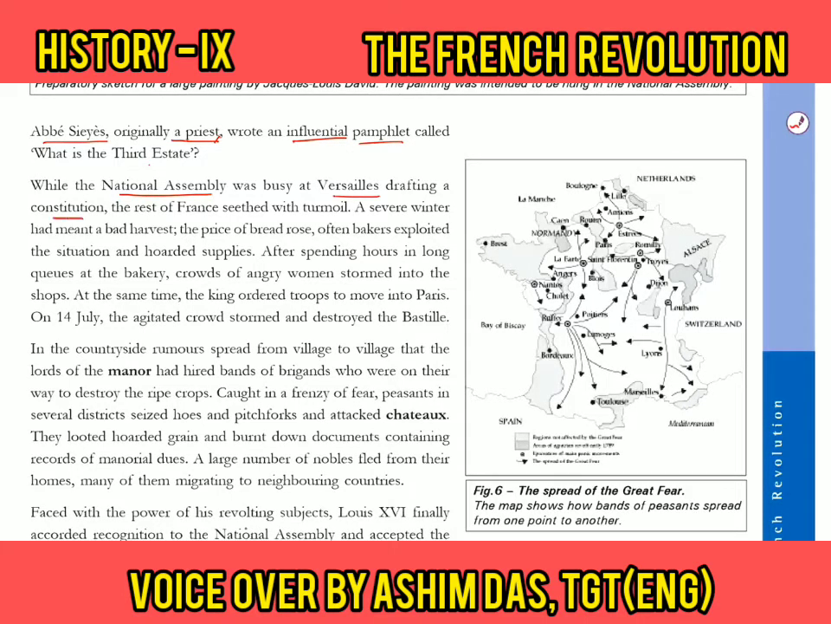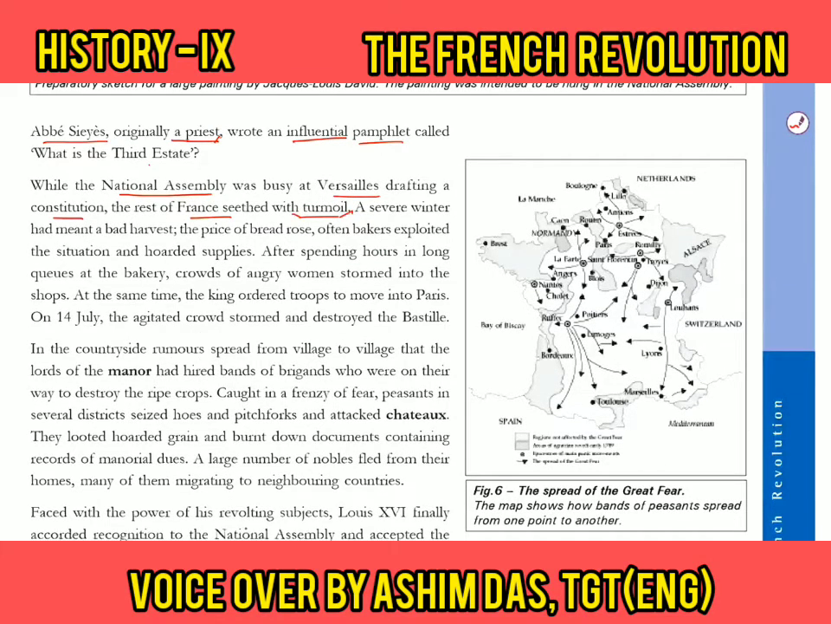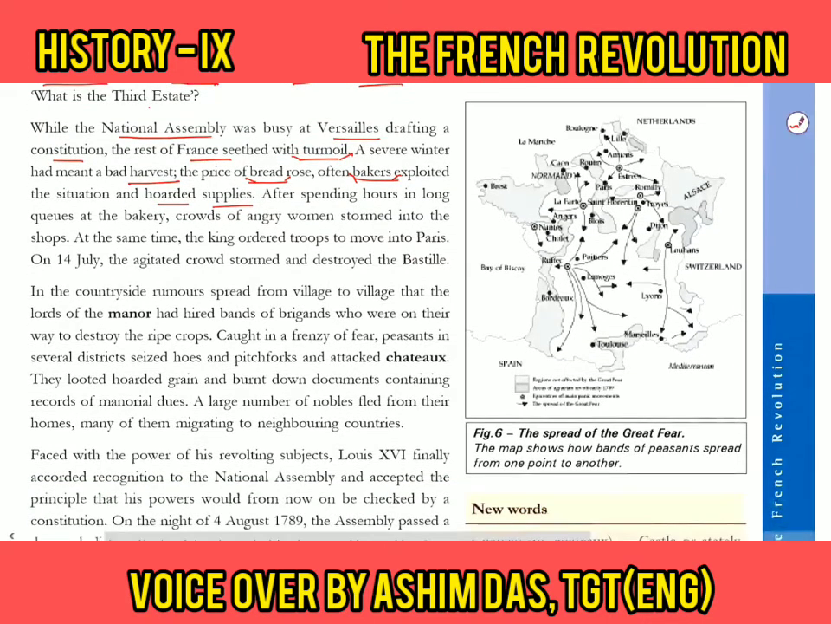While the National Assembly was busy at Versailles writing a new constitution, the rest of France seethed with turmoil. Why? Because there was suffering in the countryside. A severe winter brought a very bad harvest, no production of crops, and the price of bread rose high. There was no food, and whatever was available was very expensive. Often bakers also exploited the situation and hoarded supplies of bread until the price went higher.